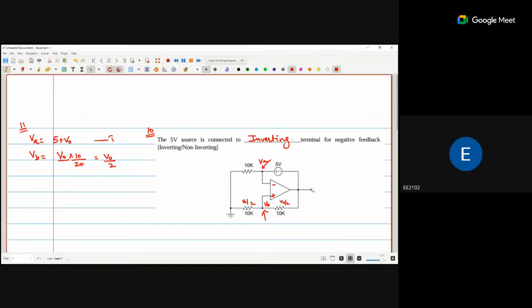So this is equation number 1 and this is equation number 2. Now equating equation 1 and equation 2, 5 plus V out is equal to V out by 2. So 5 is equal to minus V out by 2, that means V out is minus 10 volts. That is question number 11.